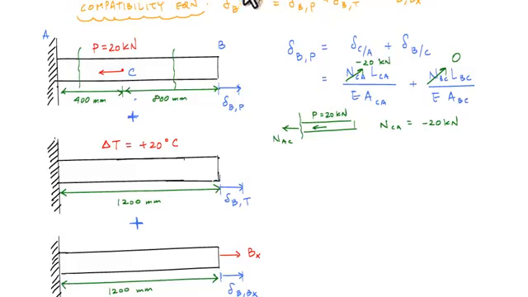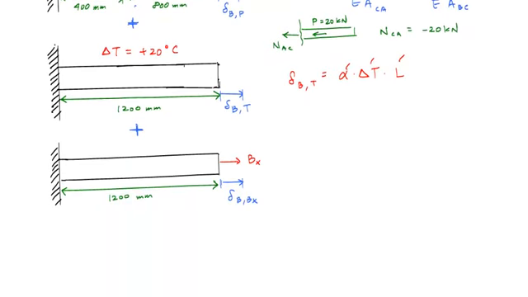And here, in this case, the deformation at B due to the temperature change is just my linear deformation equation, alpha delta T times L. And I know alpha is 23 times 10 to the minus 6 per degree C. Delta T is plus 20 degrees C. And the length of my segment that has this applied temperature change is 1200 millimeters. So everything is known here. So yay, I don't even have to mess around with that.